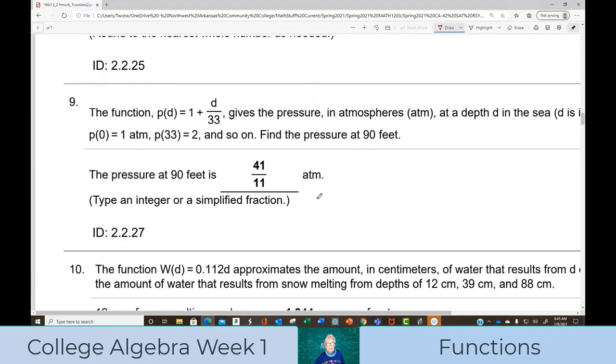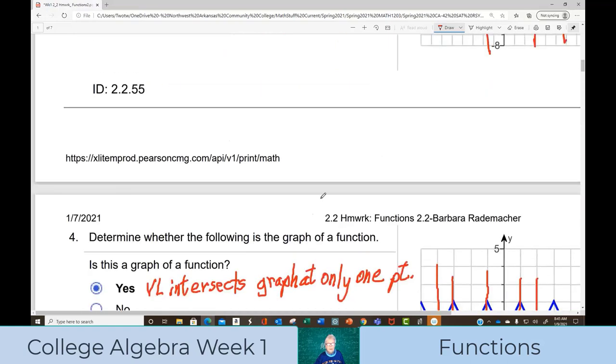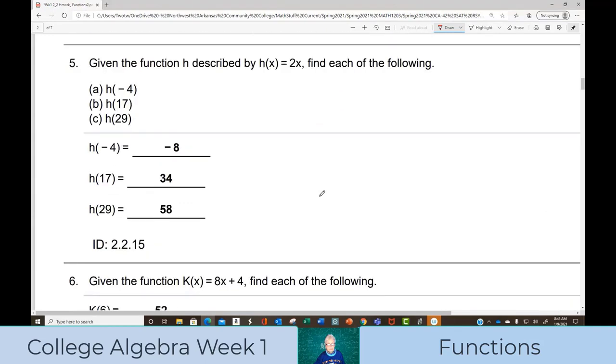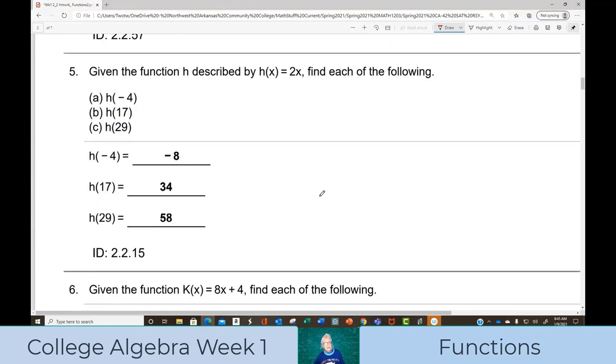Okay, the rest of this is little math stuff that we're going to actually do with functions, which is why it's kind of important to have a function. We're going to evaluate functions. This is called evaluating. It's something we do with functions a lot. Functions are formulas. Evaluate. Okay.